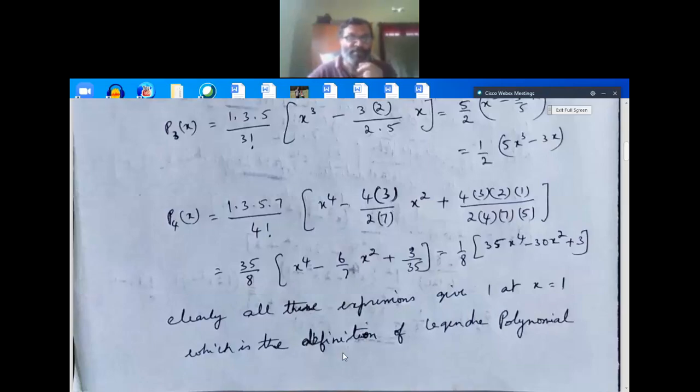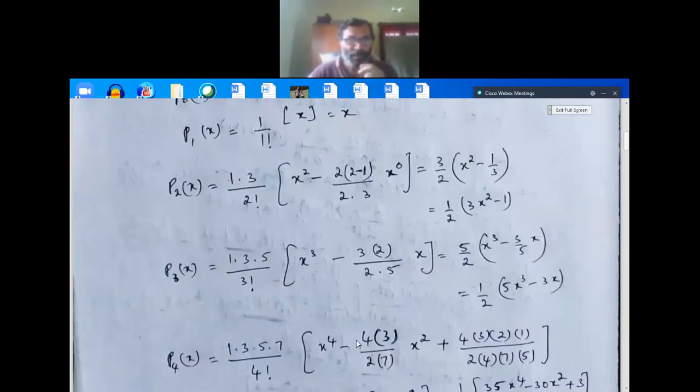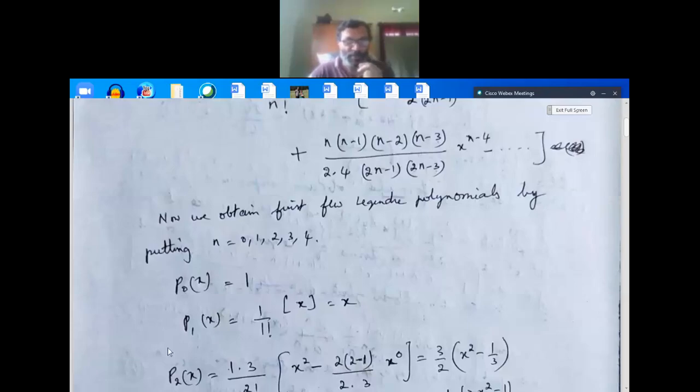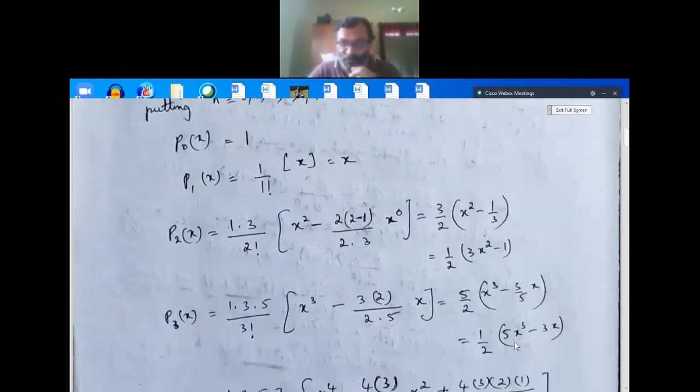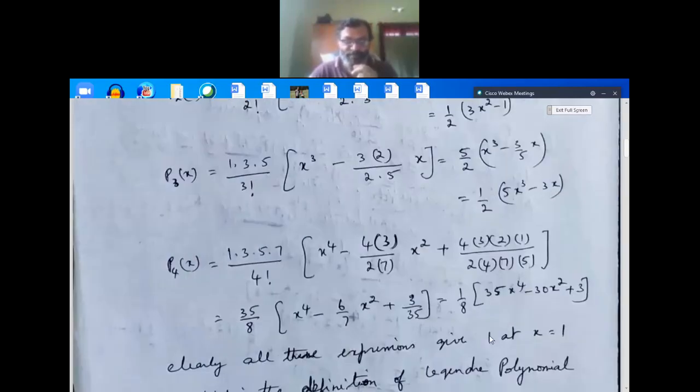Then only it will be a Legendre polynomial. We'll check it. P0 of x is already 1. When you put x equals 1 here, 3 minus 1 is 2, 2 by 2 is 1. Here when I put x equals 1, 5 minus 3 is 2, 2 by 2 is 1. Here when I put x equals 1, 35 minus 30 is 5, 5 plus 3 is 8, 8 by 8 is 1.